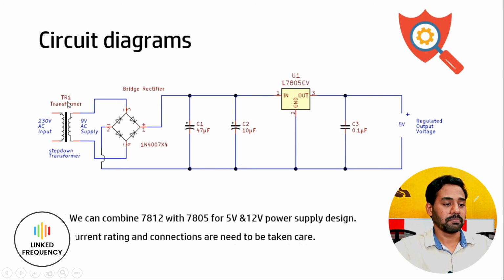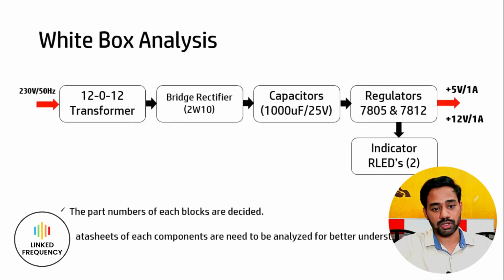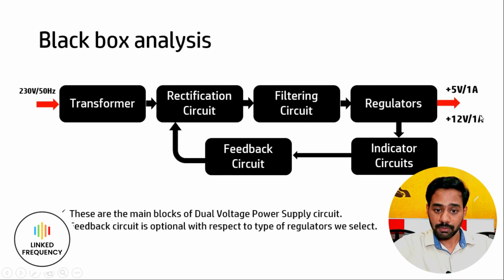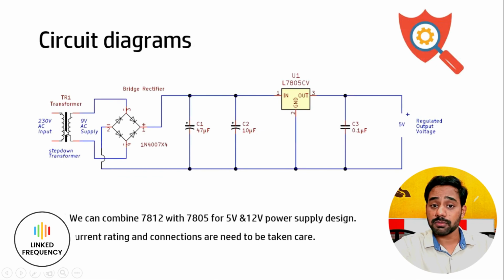One more very important thing: the transformer that we are using here, which is going to be a 12-0-12 transformer, should have a capacity of 2 ampere. It should not be 1 ampere. If it is 1 ampere, then your 7805 and 7812 cannot both deliver 1 ampere at the same time. You would have to divide the current between them, which is not possible because the requirement is 1 ampere individually. That's why our transformer should have at least 2 ampere of current rating. More than 2 ampere is very good, but if that is not possible, then at least 2 ampere is recommended.